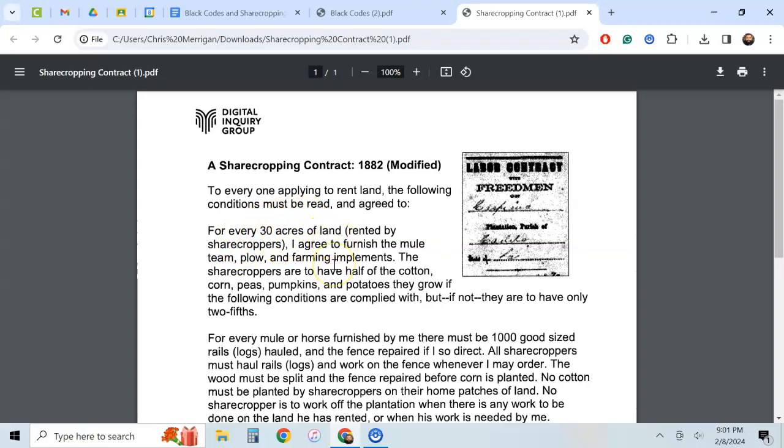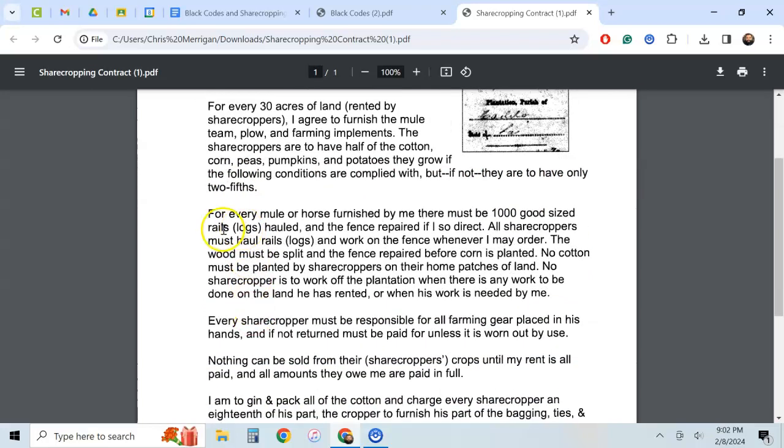For every 30 acres of land rented by sharecroppers, I agree to furnish the mule, team, plow, and farming implements. The sharecroppers are to have half of the cotton, corn, peas, pumpkins, and potatoes they grow if the following conditions are complied with, but if not, they are to only have 2/5. So we're looking at 40% here. For every mule or horse furnished by me, so again, the landowner in this case, there must be 1,000 good-sized rails, that is logs, hauled, and the fence repaired if I so direct. All sharecroppers must haul rails, aka logs, and work on the fence whenever I may order. The wood must be split and the fence repaired before corn is planted.